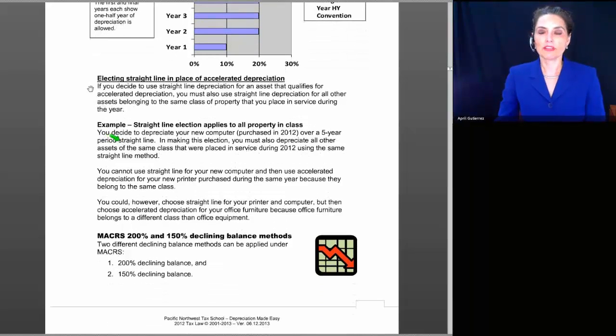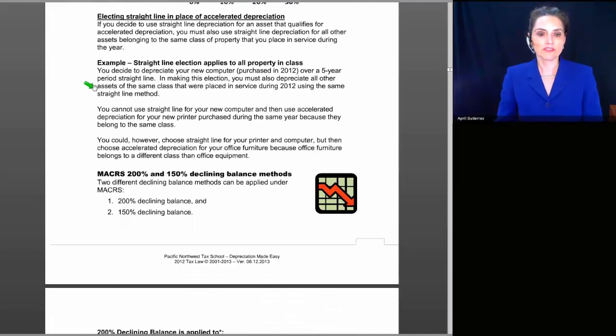Electing straight line in place of accelerated depreciation. Again, if you elect to use the straight line method for an asset that qualifies for accelerated depreciation, you must also use the straight line depreciation method for all other assets belonging to the same class of property that you placed in service during the year. And here's an example where we're applying that same straight line method to all property in the class.